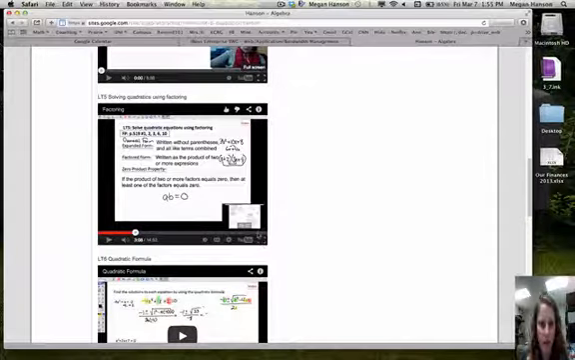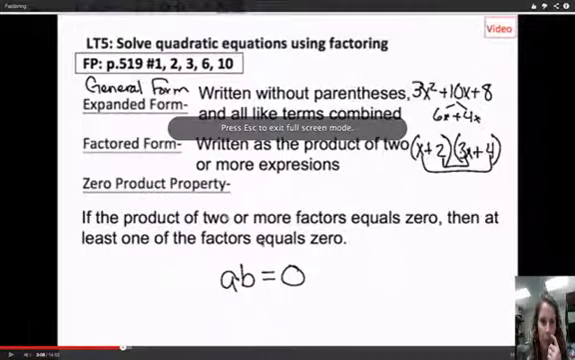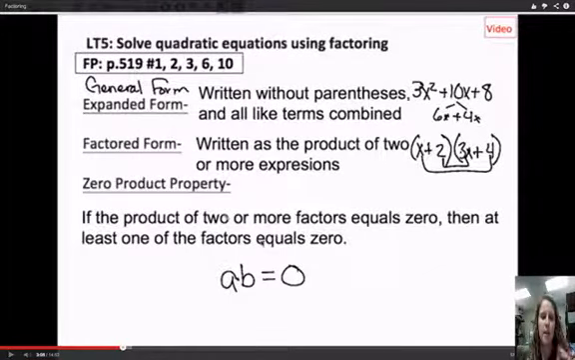Okay, this is the video explaining solving quadratics using factoring. Here are the key features. It's all about finding the zeros to get something into factored form. Factored form, the one where we have parentheses, is a multiplication problem.